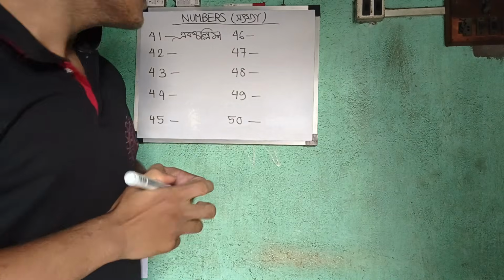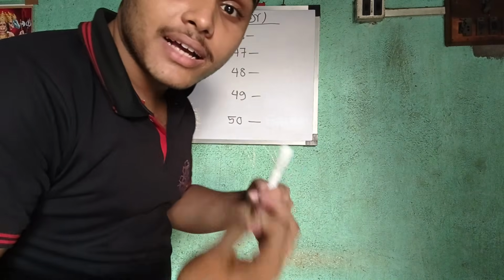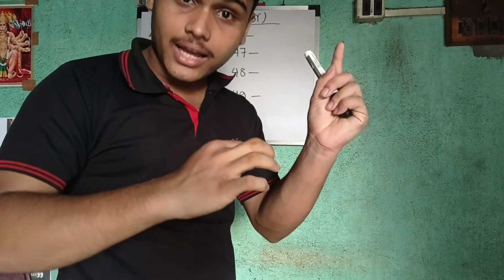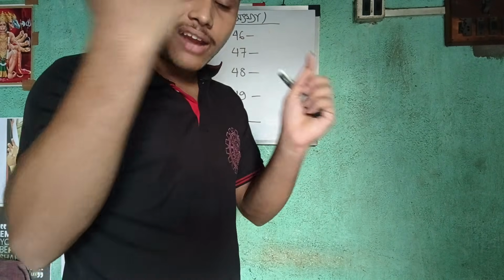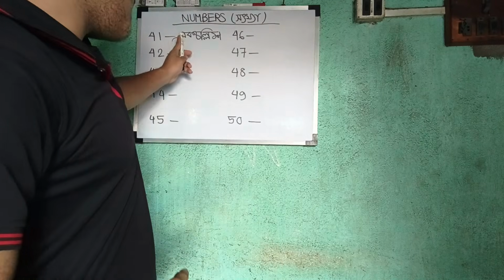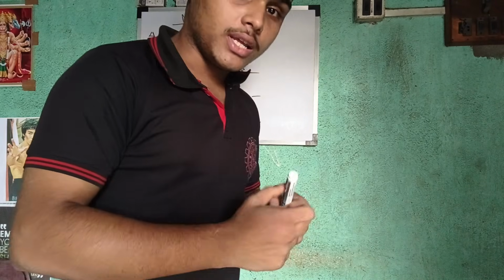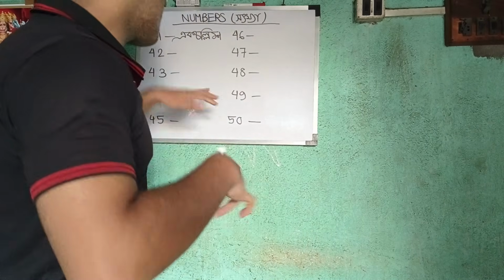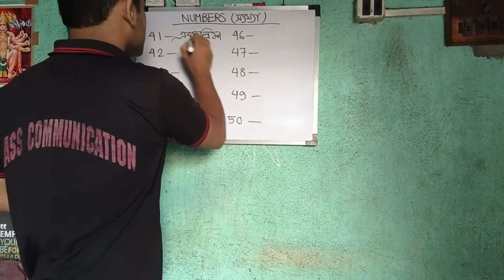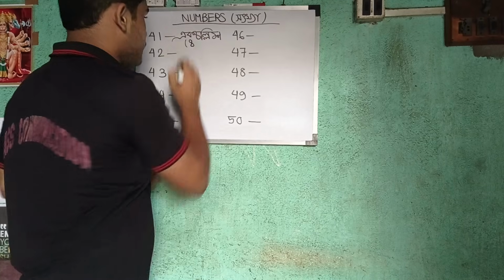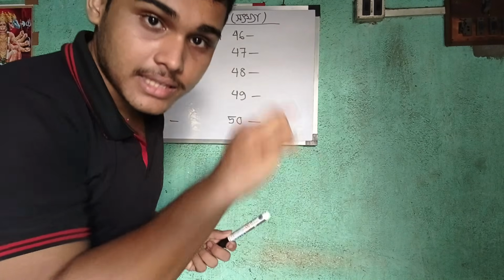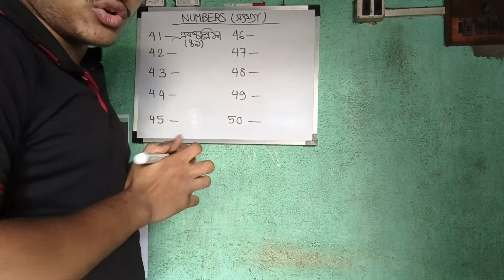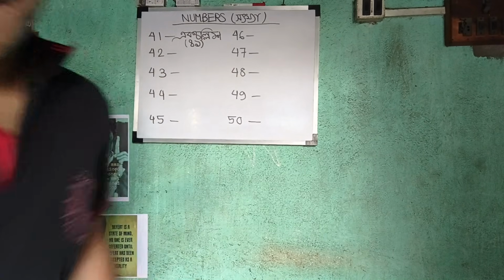So you know that ek means 1 and challish means 40. So ek and 40, 1 and 40 means 41. Means ekchallish in Bengali. So how can we say 41 or ekchallish? Means how can we write? First we have to write this 4 and then this 1. So this is ekchallish. Okay.